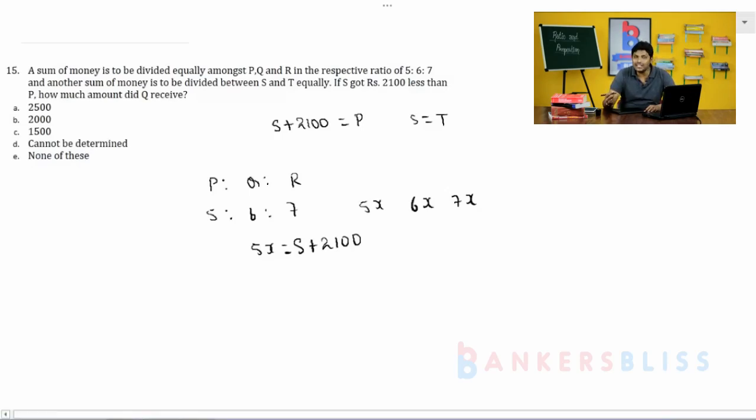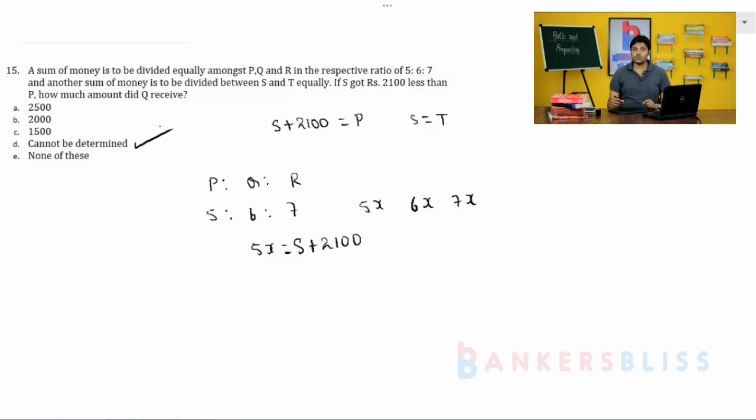So have they given any data related to S, or is there any scope to calculate the value of S? No. In the question, we don't have any chance to calculate the value of S. Therefore, the answer is cannot be determined. If we knew the value of S, then definitely we could have determined the actual value, but they have not given any data to calculate the value of S. Therefore, option D, cannot be determined, is the answer.